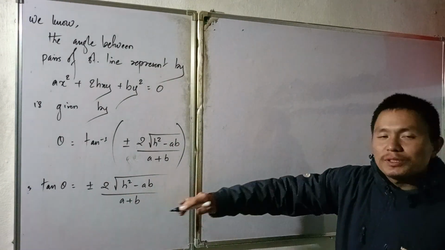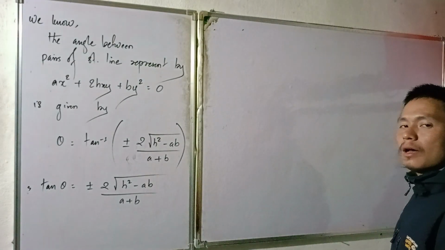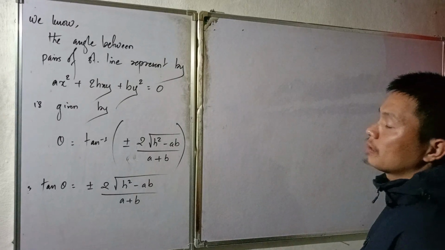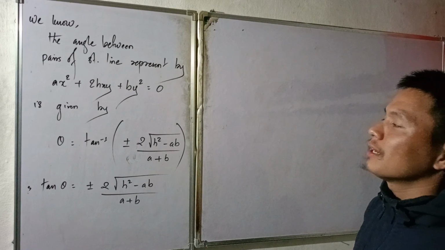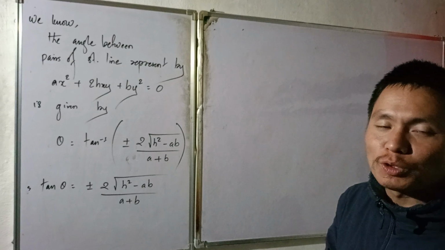Now from here you will derive the condition for perpendicularity and the condition for parallelism, not parallelism, the condition for coincident. In this case, there will be no parallel lines because they intersect, they will just overlap with each other.